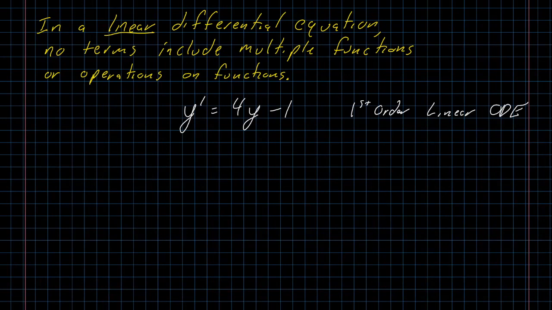If you think about it in terms of polynomials, y and y prime, if you think of those as the variables in a polynomial, you have a linear polynomial. And that's one way of thinking about the fact that we have a linear differential equation here. So this is first order, it's linear, it's ordinary, first order linear ODE. Right. We can have, of course, a second order linear ODE.